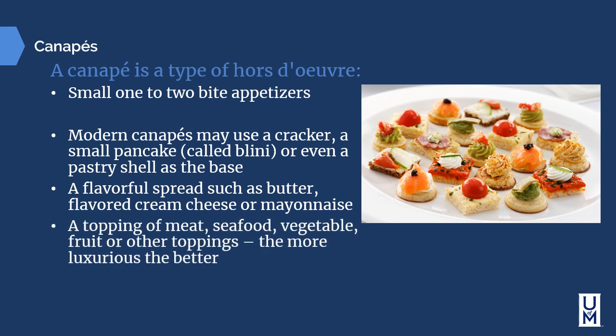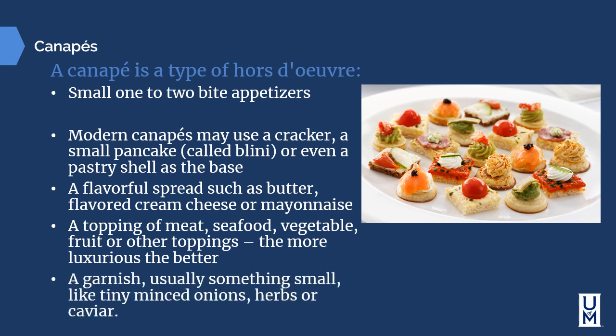The toppings of meat, seafood, vegetable, fruit, or other toppings, the more luxurious the better. You really want these to be an expression of a wow factor, because these are going to be 1 to 2 bites, and you really don't have much of an opportunity to change someone's mind by developing flavors too fast. A garnish, usually something small like tiny minced onions or herbs or caviar, poppy seeds, things along those lines, will give it a little bit more character, a little bit more definition than just putting a little spread on a plate.